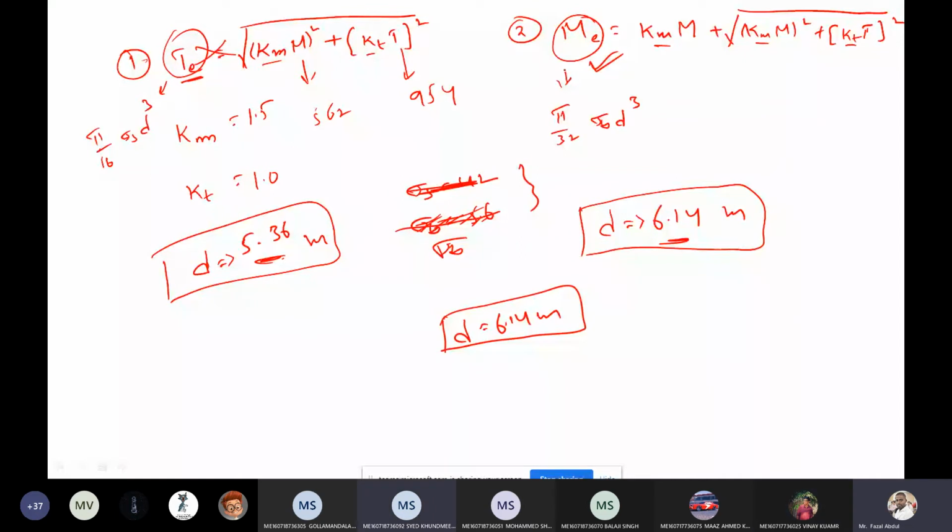Sir, our ME value is wrong. 7.2, sir. This one, Babu. 7.2 meters. Okay.